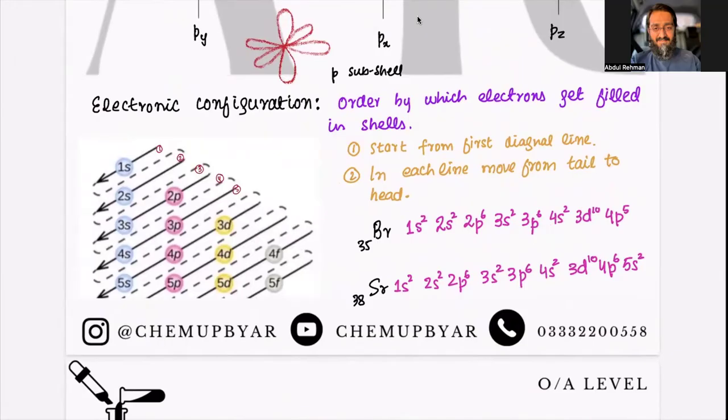Two electrons, six electrons, two electrons, six electrons, two electrons, 10 electrons, six electrons, two electrons.